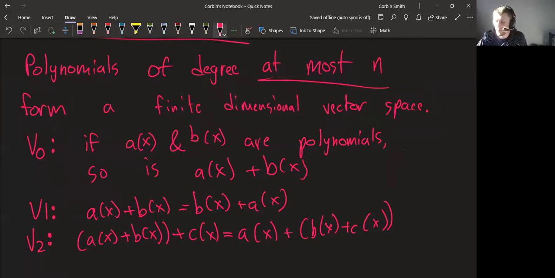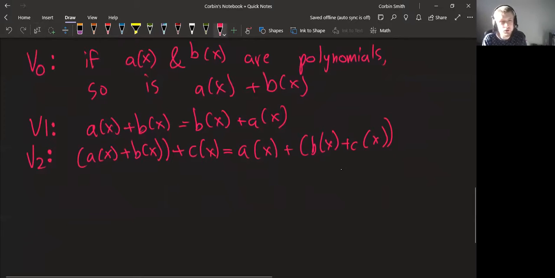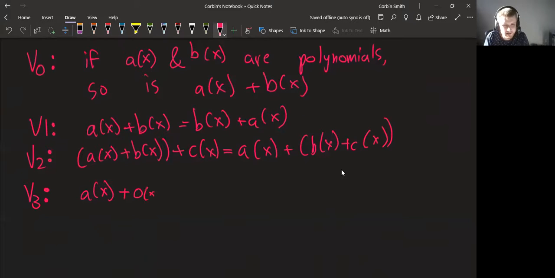And this should be really obvious for polynomials, but I want to use a tool from vector spaces. Then we have something called the zero polynomial, such that a of x equals a of x plus 0 of x, where 0 of x is equal to the sum from i equals 0 to n.